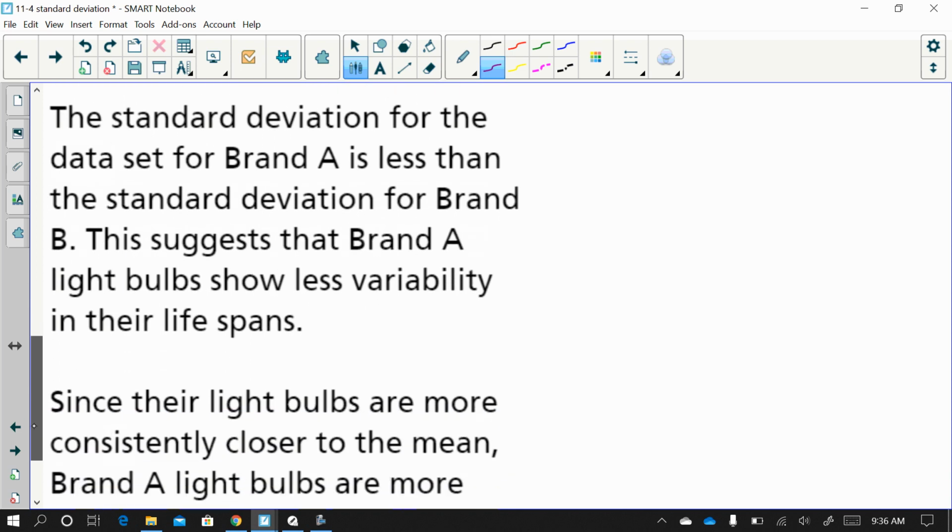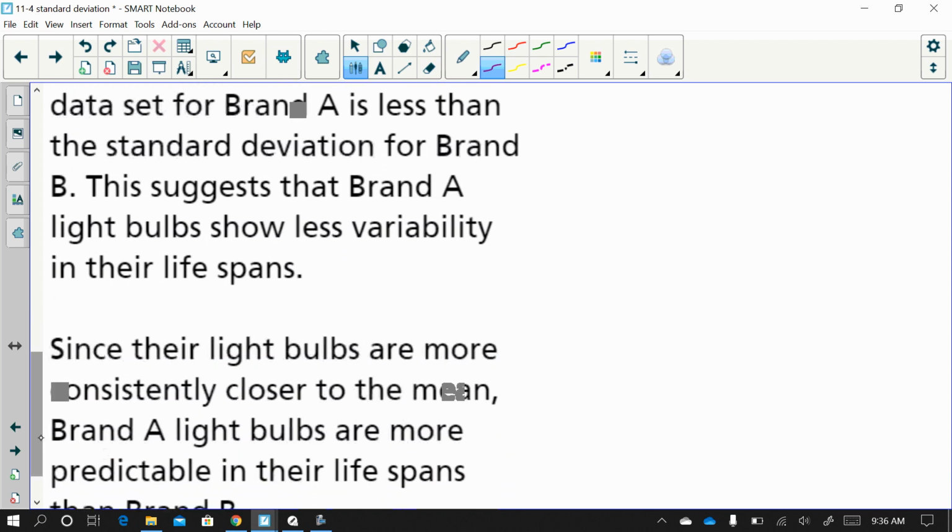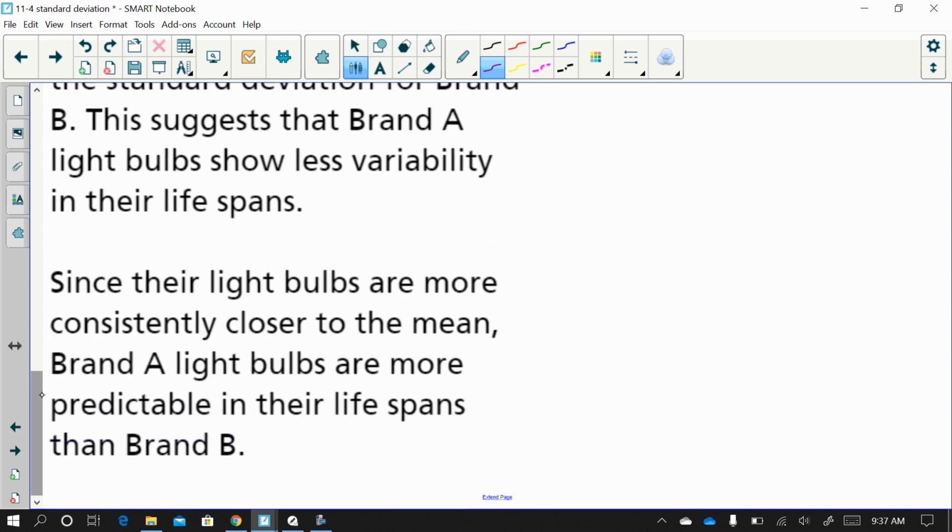Okay, so this suggests that brand A has less variability. Since light bulbs are more consistently closer to the mean, brand A light bulbs are more predictable. That's the interpretation here. We would like things to be predictable. We want the standard deviations to be smaller.